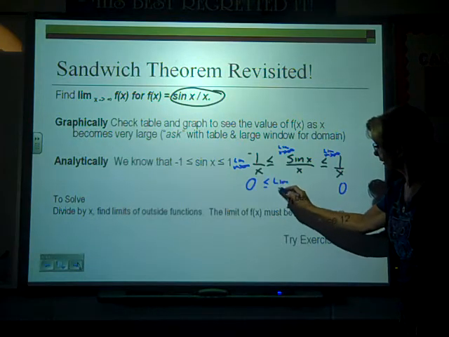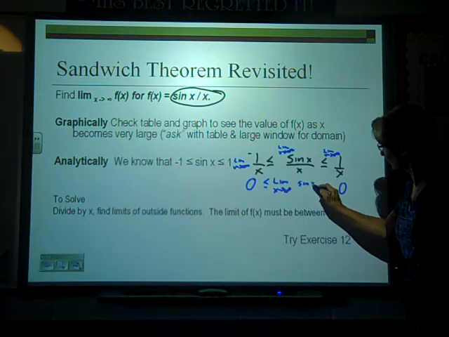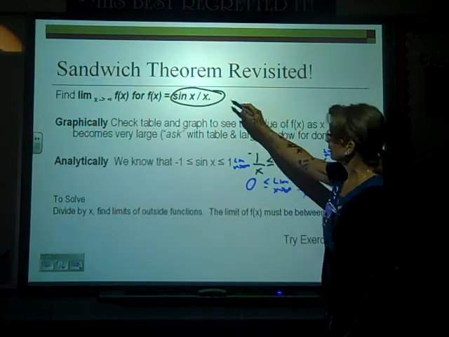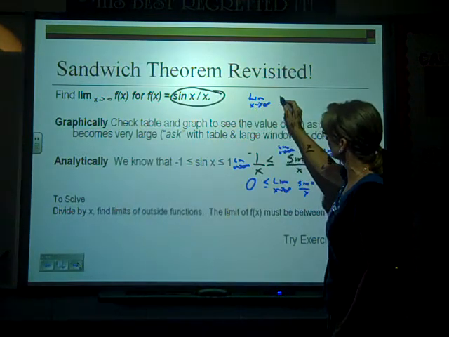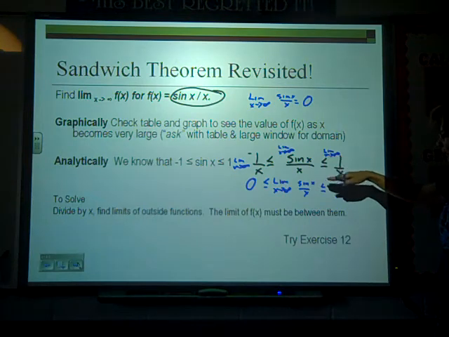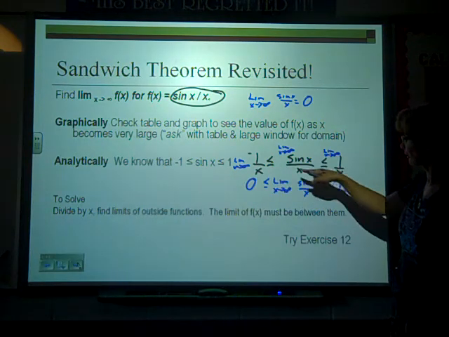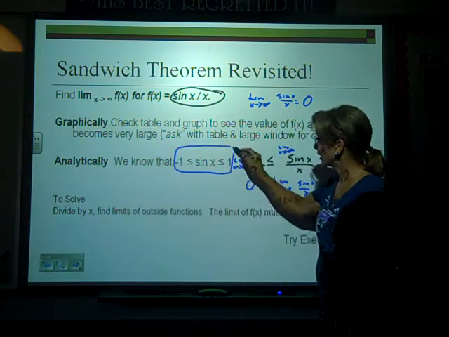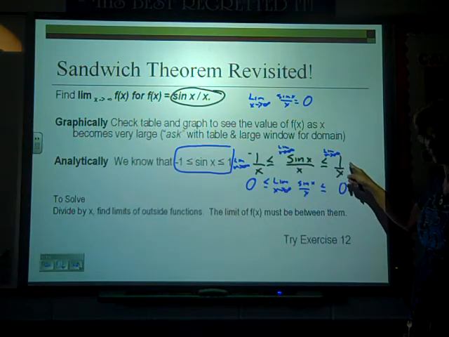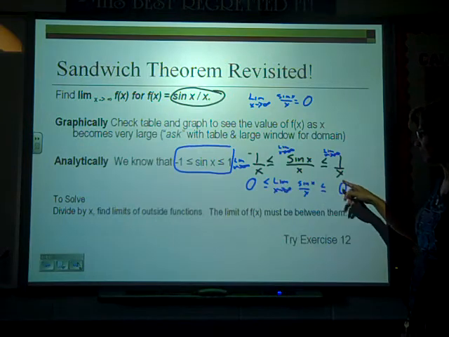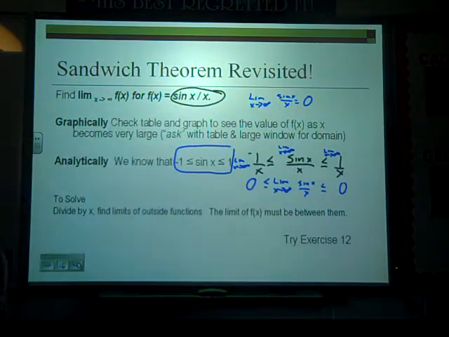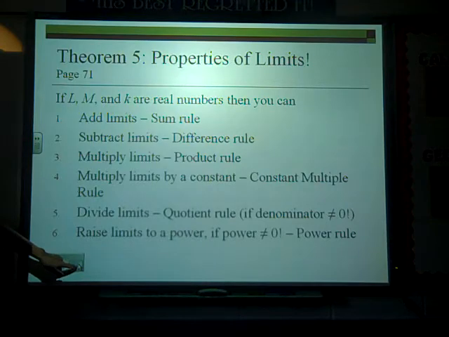So I know the limit as x approaches infinity of sine of x over x is between 0 and 0. So I can say that the limit as x approaches infinity of the sine of x over x equals 0 by the sandwich theorem. All you've got to do is write this out. Step 1, start with a known relationship. Divide everything by x. Take the limit of what you can. And if they're the same, the limit of this must also be that. So there's our sandwich theorem revisited, and we saw it graphically just a minute ago.